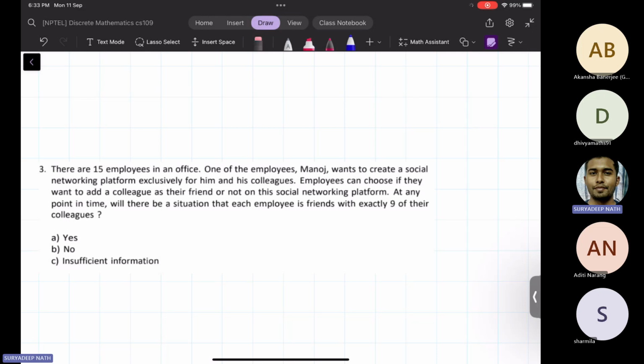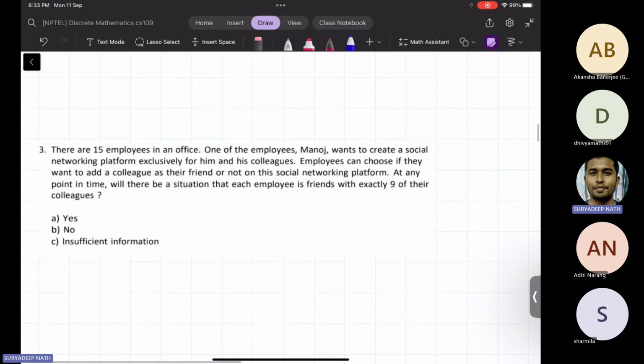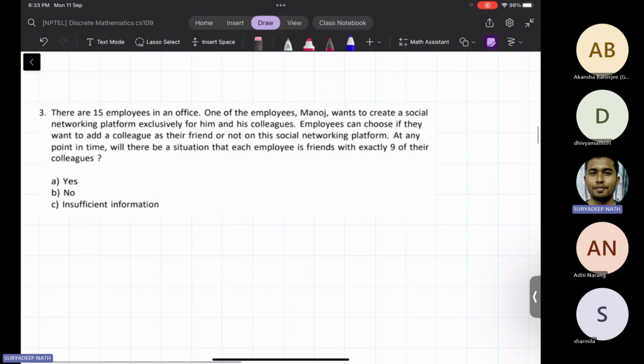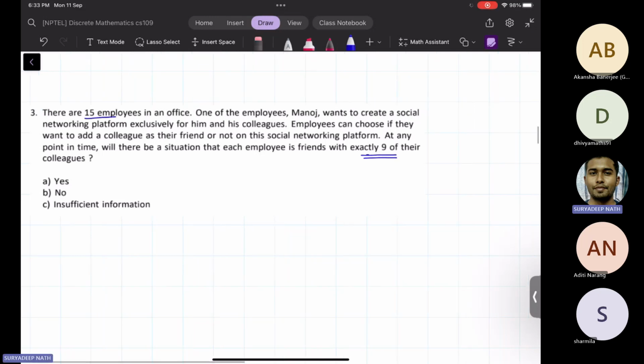Okay. So moving on to question 3. Is it possible that there are 15 employees and there will be a situation where each of them is connected to exactly 9 colleagues? What do you think of this question? Is it possible? We have 15 employees and each one is connected to 9.